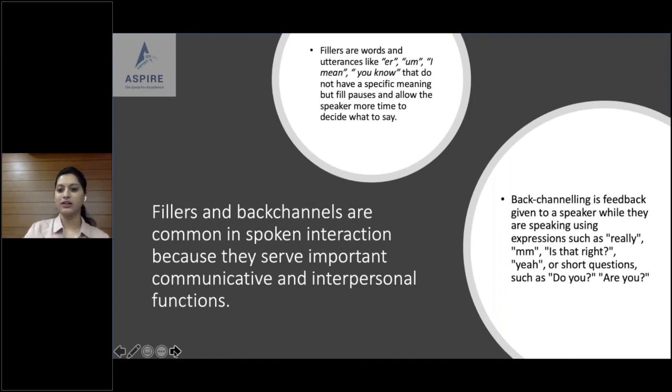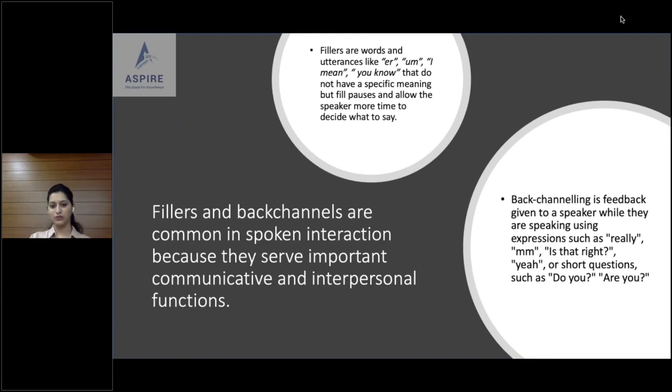So as I promised, fillers and back channels. They're really important for you to know, and at the same time, you should know when to use them and when not to. You should also not use them too much. Fillers and back channels are common in spoken interaction because they serve important communicative and interpersonal functions.